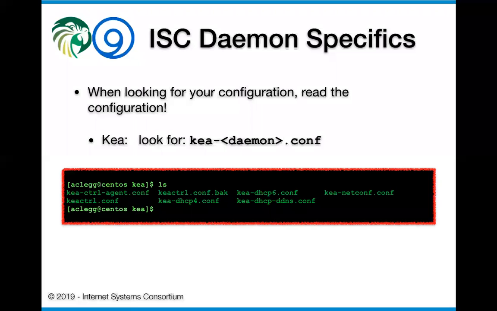Well, for Kea, you can do a grep for Kea dash and then the name of the daemon.conf. And in this case, the name of the daemon can be Kea-dhcp4, Kea-dhcp6, Kea-netconf. And in this case, I knew that the directory /etc/kea contained these. So I was in that directory and did an ls, and you can see here are all of the configuration files. These configuration files are going to contain the locations of the logging.